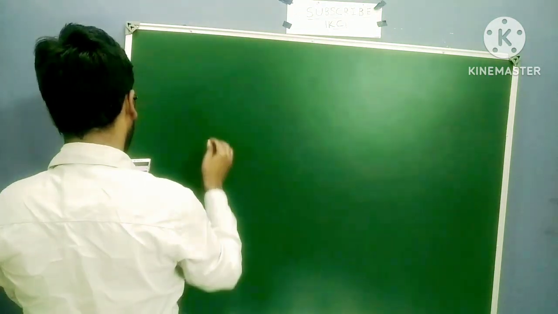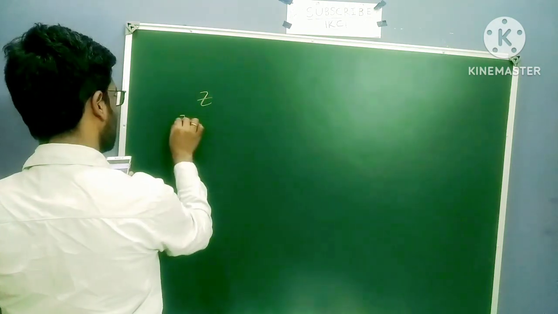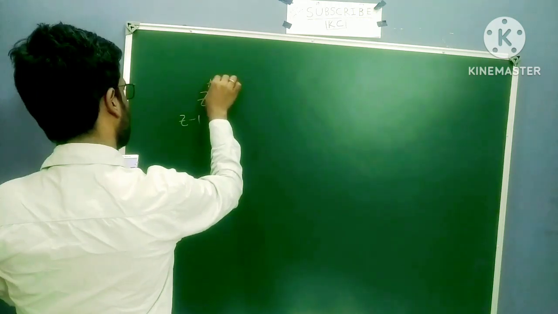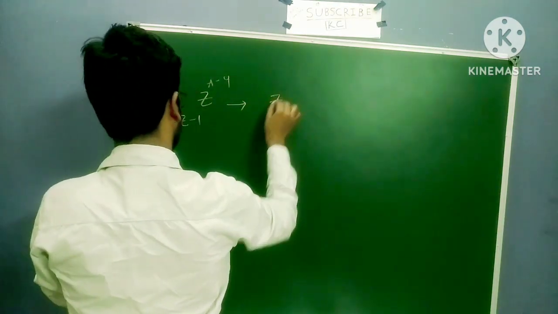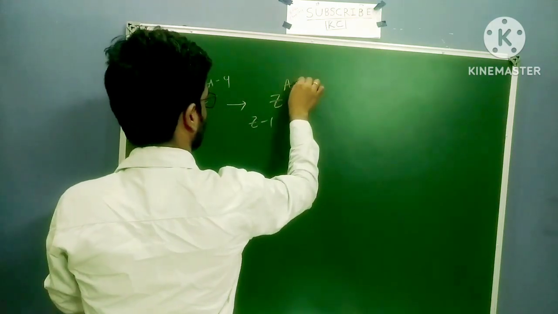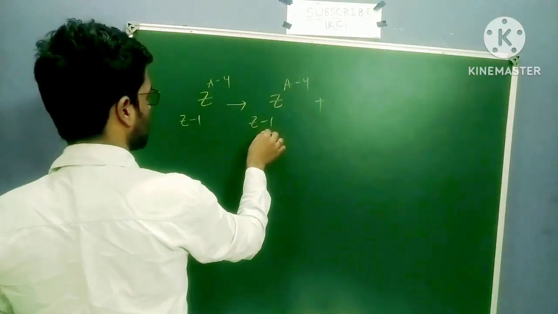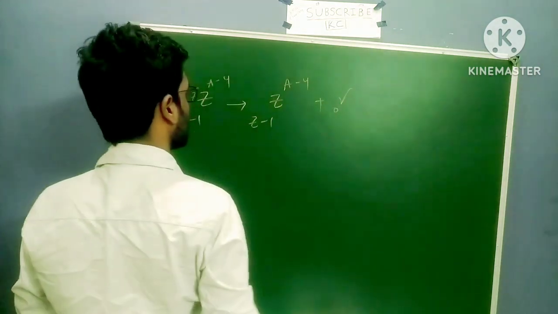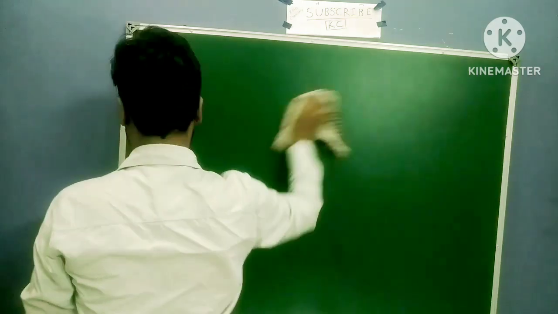Next: Z minus 1, A minus 4 gives 2, Z minus 1, A minus 4. Which particle emits? Z minus 1, there is no change. A minus 4, no change. So gamma, right? Gamma particle, yes.